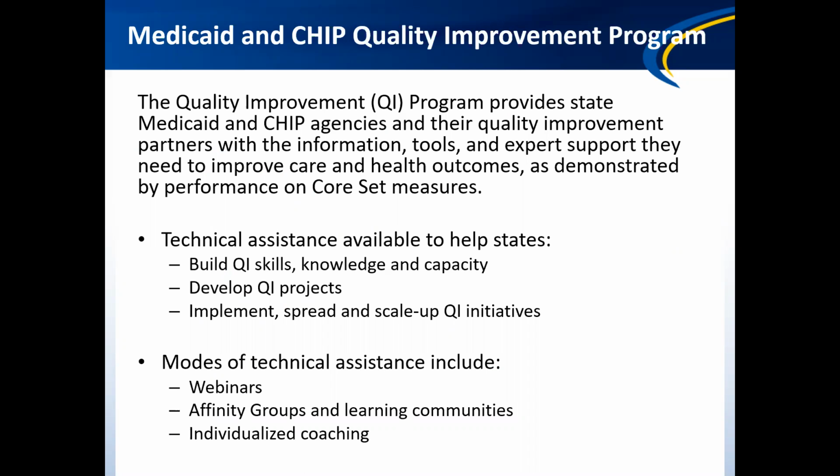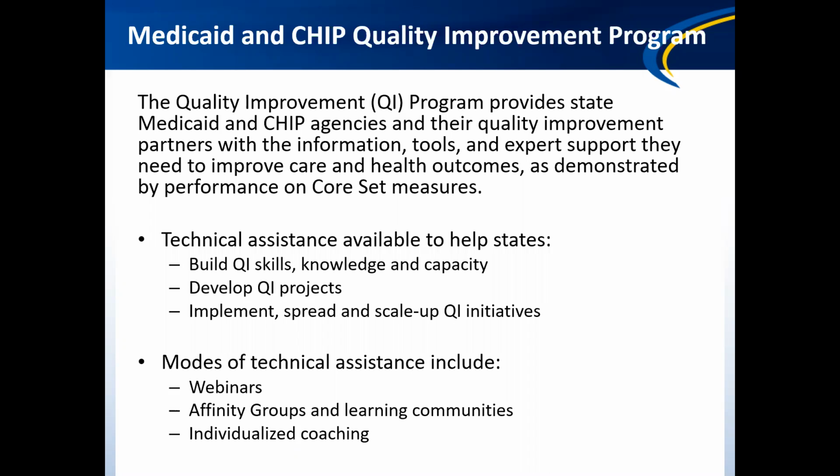So here, as it says, the goal of our quality improvement support to states is to provide states and their quality improvement partners. When I say states, of course, from the CMS perspective, I'm thinking about state Medicaid agencies, and when I say partners, I'm thinking about all of the public health agencies, education, anybody in a state who is interested in improving outcomes for Medicaid and CHIP beneficiaries can be a quality improvement partner for Medicaid and CHIP agencies. And so our goal is to provide all of those state teams with the information, tools, and support you need to improve care and health outcomes as demonstrated by core set measures.